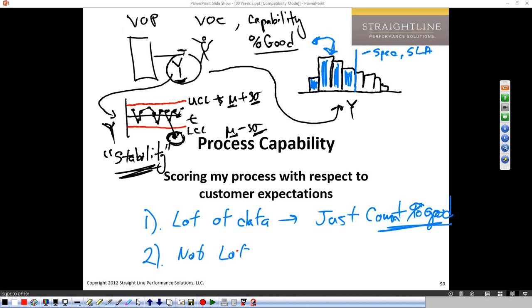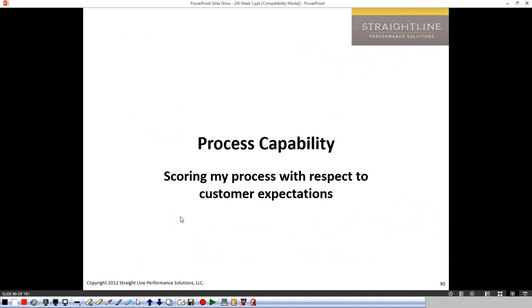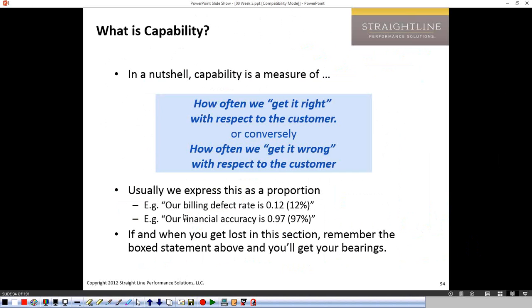Not lots of data. It's terrible English. Then we've got to do something else. Okay. And I'll tell you what that something else is. But let's just go ahead and do the first part. And I want to show you how to do it in Excel stats. Okay? So to do that, let's go to the example that's given.